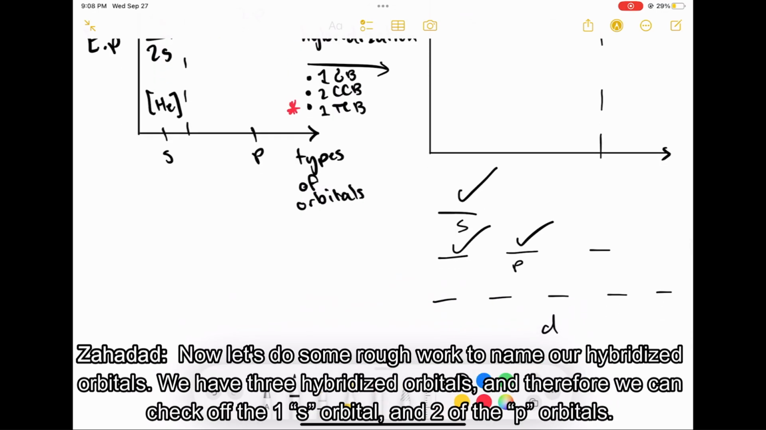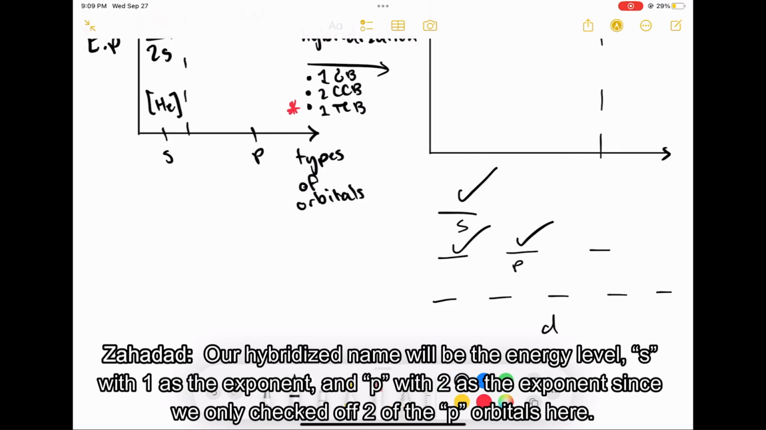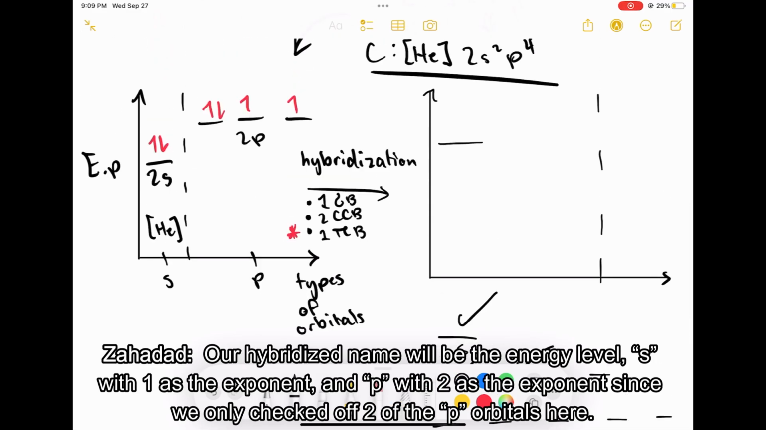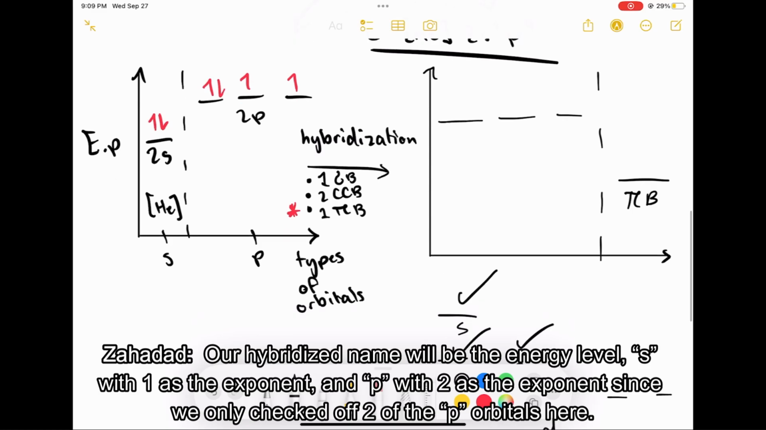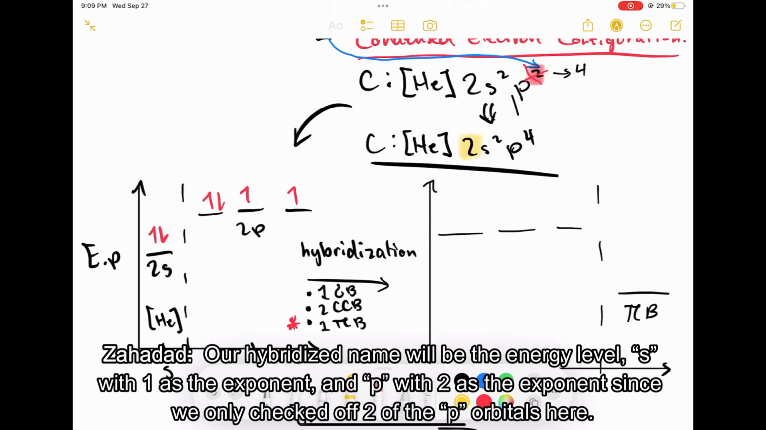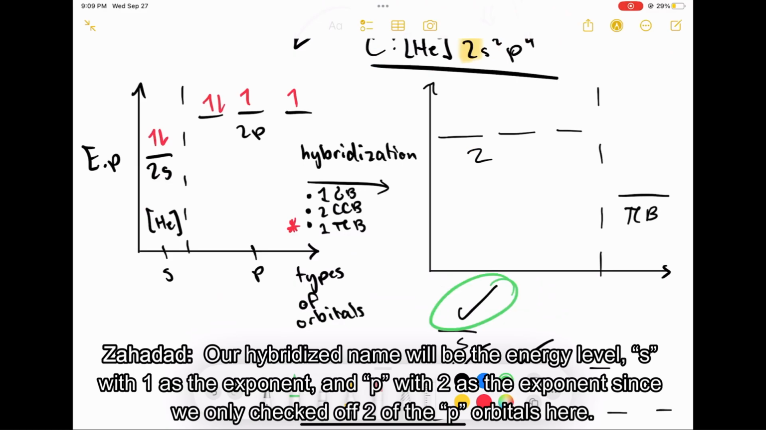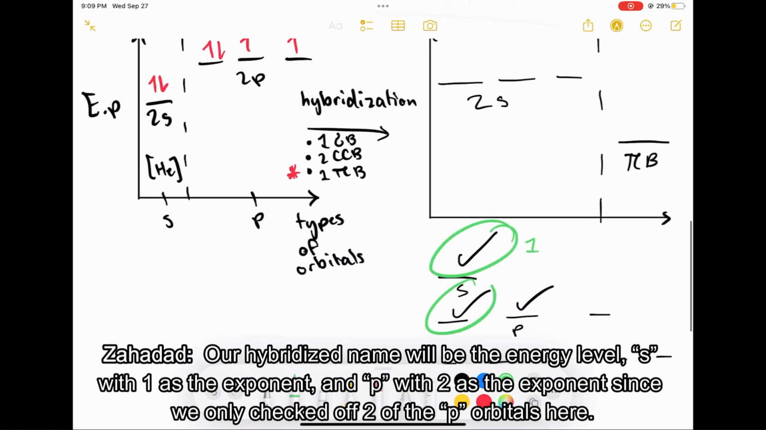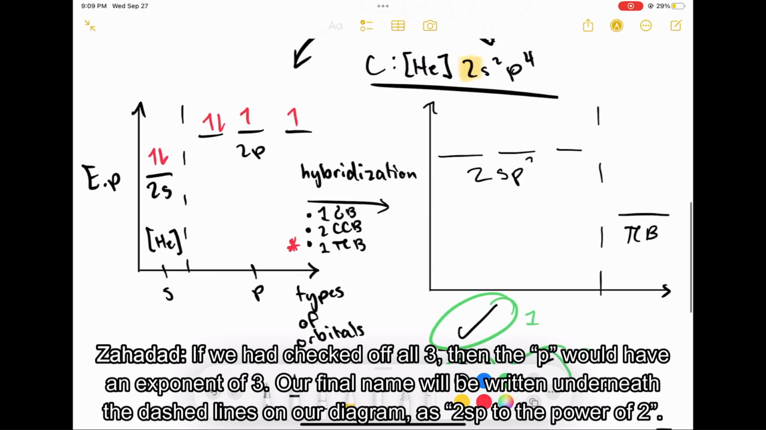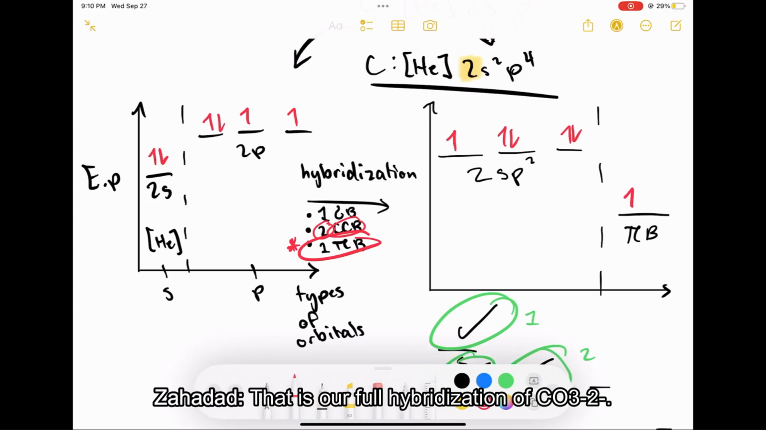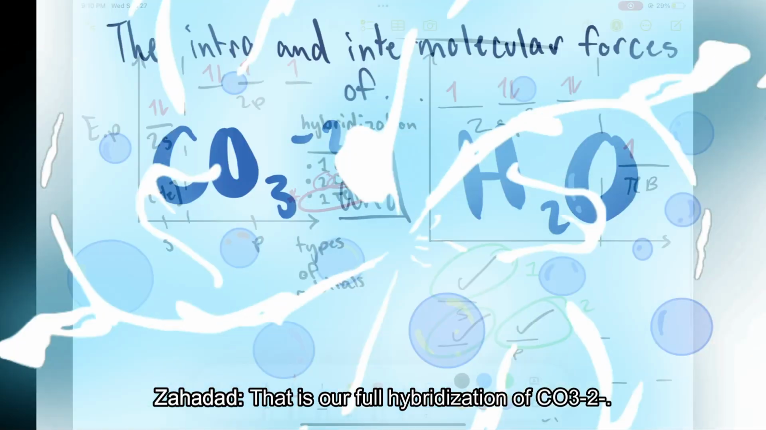Now let's do some rough work to name our hybridized orbitals. We have 3 hybridized orbitals, and therefore we can check off the s orbital and 2 of the p orbitals. Our hybridized name will be the energy level number 2, s with 1 as the exponent, and p with 2 as the exponent, since we checked off 2 of the p orbitals here. If we had checked off all 3, p would have an exponent of 3. Our final name written underneath the dashed lines on the diagram would be 2sp to the power of 2. That is our full hybridization of CO3 2-.